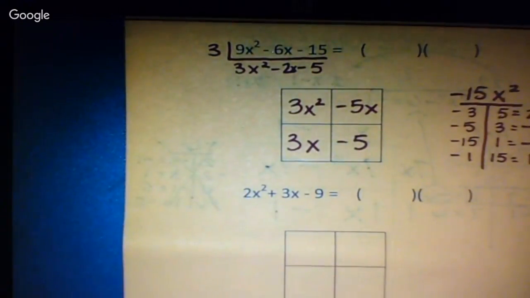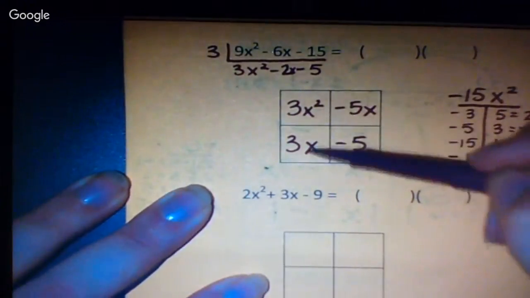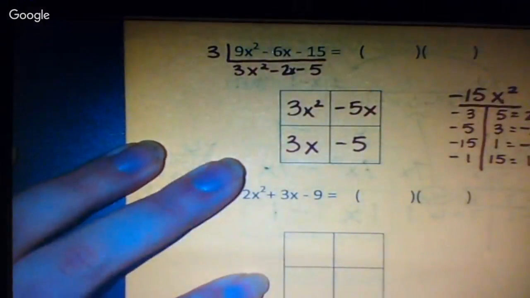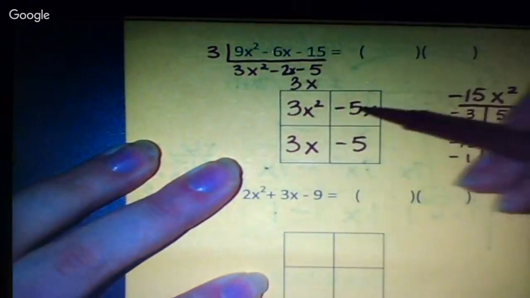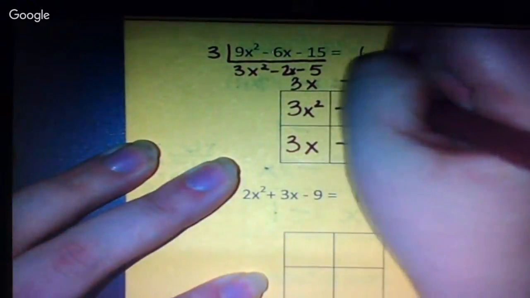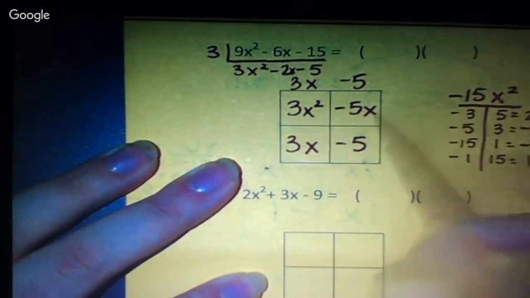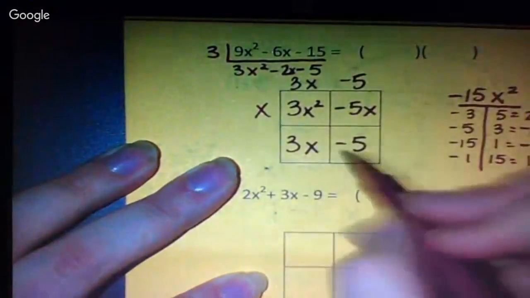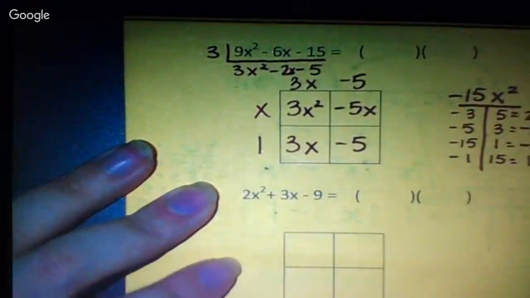Now we pull out what they share in common, up and down as well as side to side. So what does 3x squared and 3x share in common? A 3 and an x. -5x and -5. Fantastic. Okay, left to right. 3x squared and -5x: x. And 3x and -5: just a 1.